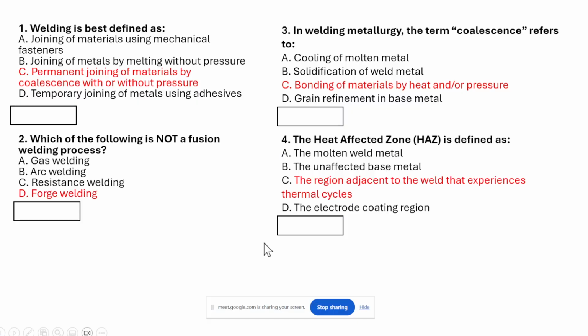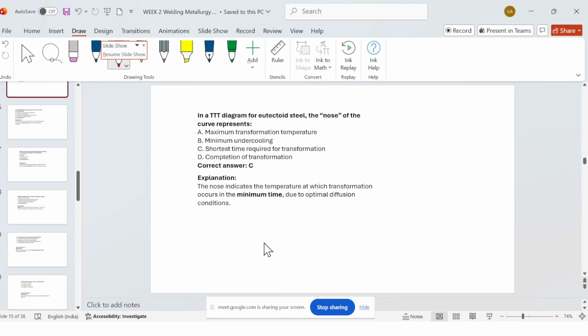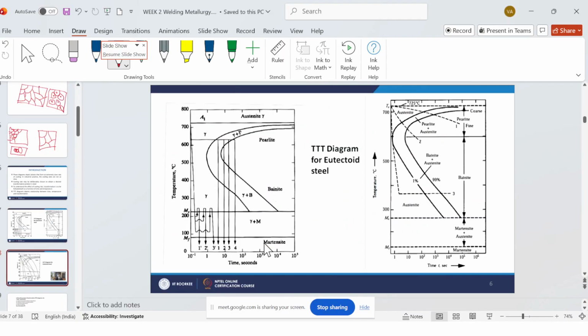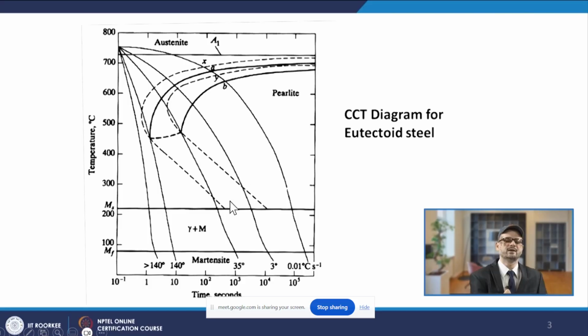Just a moment. No, not this one. Week two. Yeah, here, na. So here is the nose. If the curve is not touching the nose and it is continuously cooling, in which case it will form martensite. If it is here, it is partially touching, but it is not crossing the finishing point.